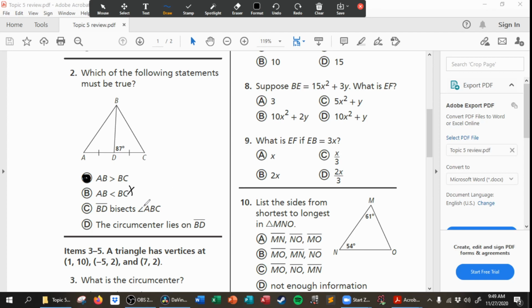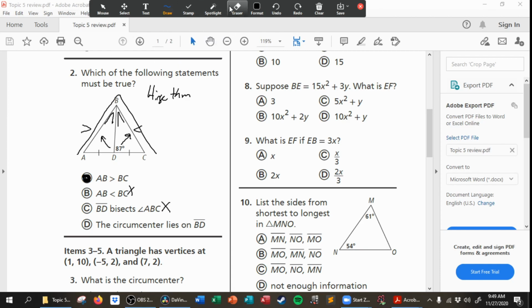BD bisects ABC. Here's ABC. BD is saying that it's bisecting this angle up here. Well, that's not possibly the case because we know that these side lengths are different, and by our Hinge theorem, if this side is less than this side, then these angles cannot be the same. Otherwise, we would have a perpendicular bisector, and then these sides would have to be the same length, making this impossible.